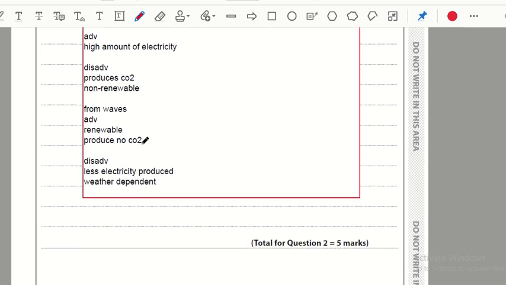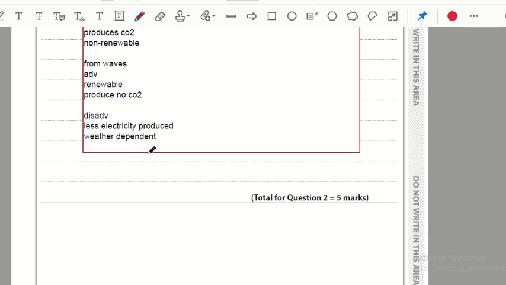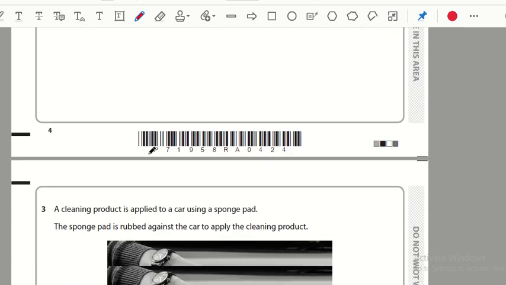For waves, advantage is renewable and green technology. Disadvantage: less electricity produced or less reliable, and it is weather dependent.